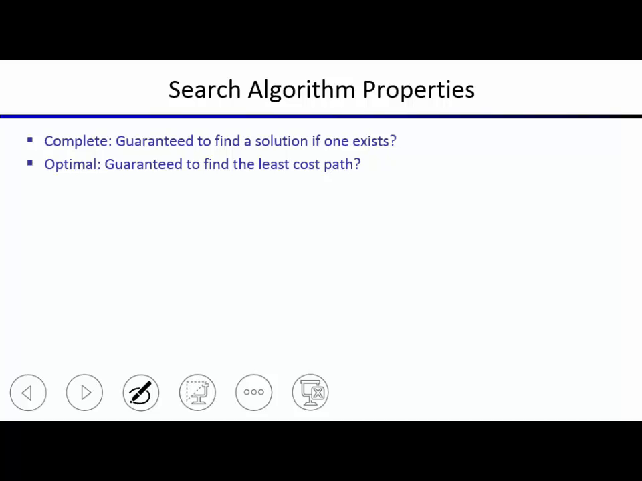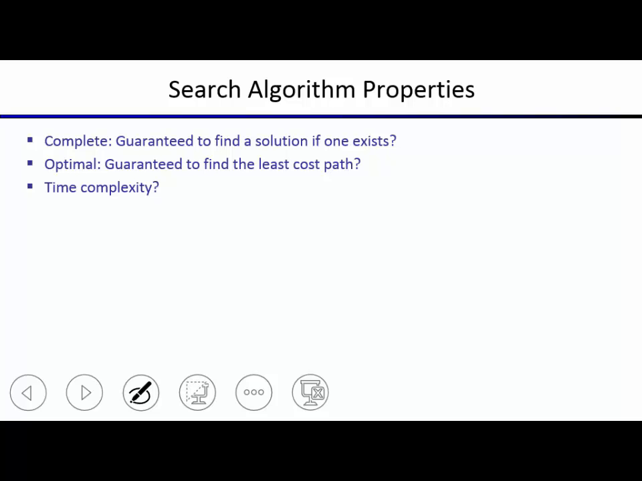Is it guaranteed to find the least cost path? No, it's not even considering cost. It's just gunning down the leftmost path in the search tree and seeing where it first finds a solution. How about the time complexity? How long does it take? Actually, let's illustrate this one on the next slide.